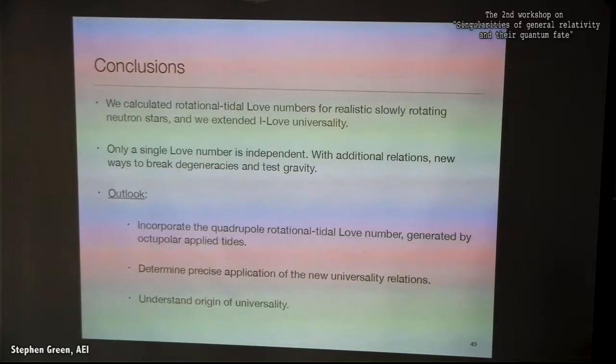So that's basically it. To conclude, we calculated the rotational-tidal Love numbers for realistic slowly rotating neutron stars, and we extended this universality. Really only one of these Love numbers is independent, and all the other ones depend on it. Going forward, I think we want to incorporate these new quadrupole rotational-tidal Love numbers into the universality relations, and try to understand where this universality comes from, which is really not clear. Thank you.